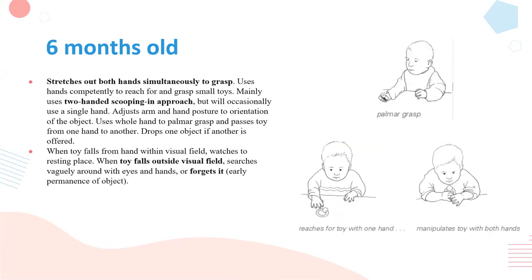Next. Okay, for 6 months old, eventually they will start to stretch out both hands simultaneously to grasp. And they usually use the two-handed scooping approach. And when a toy falls within their visual field, they will watch the toy at the resting place. But when the toy falls outside the visual field, they will usually forget the toy because of the early permanence of object.